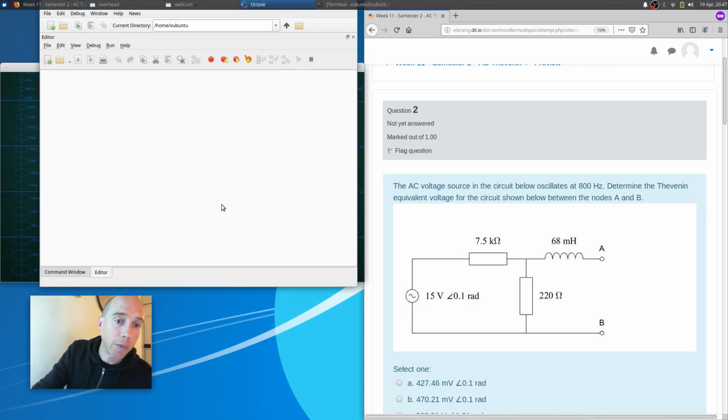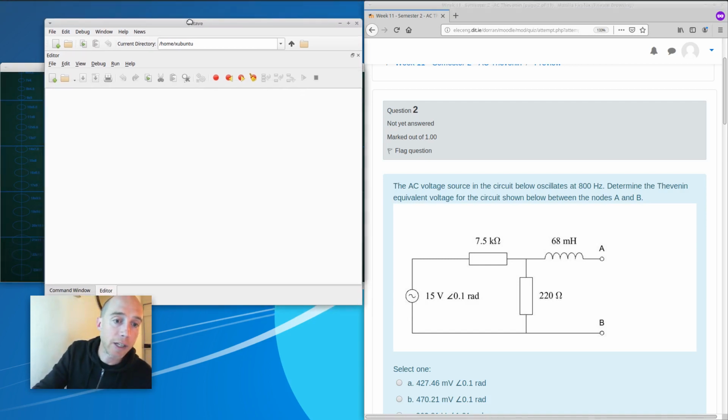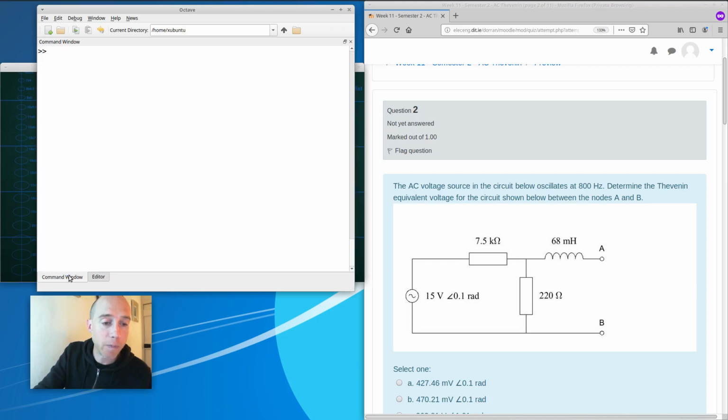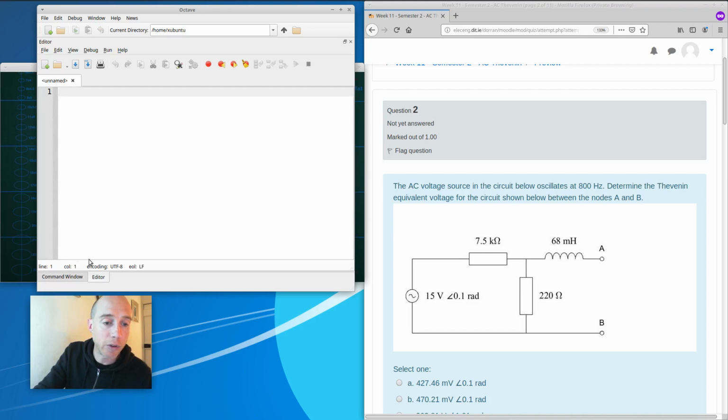So I have Octave open here, so I'm going to use Octave to do the calculations here. And in Octave, I've shut down a lot of the smaller panes because I'm not going to be using them. So I just have two of the panes open here, the command window and the editor, which appear in these two different tabs here.